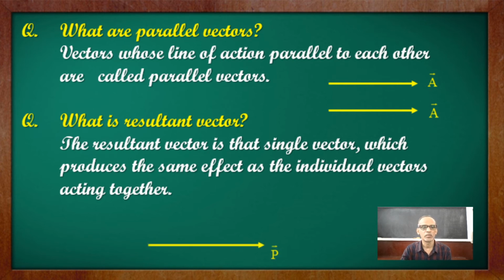So you take one vector, vector P. You take one more vector Q, and when you add them, you will get a third vector, and the third vector is called the resultant of the first two. So here, when you add two vectors P and Q, you are going to get the third vector R. So R is called the resultant of the vectors P and Q.